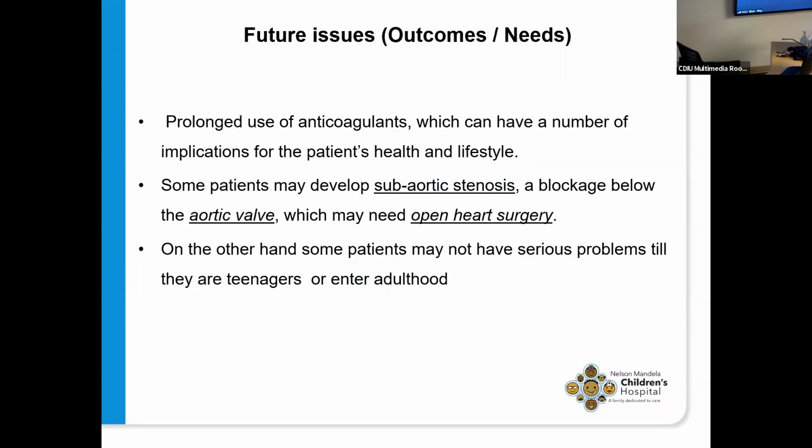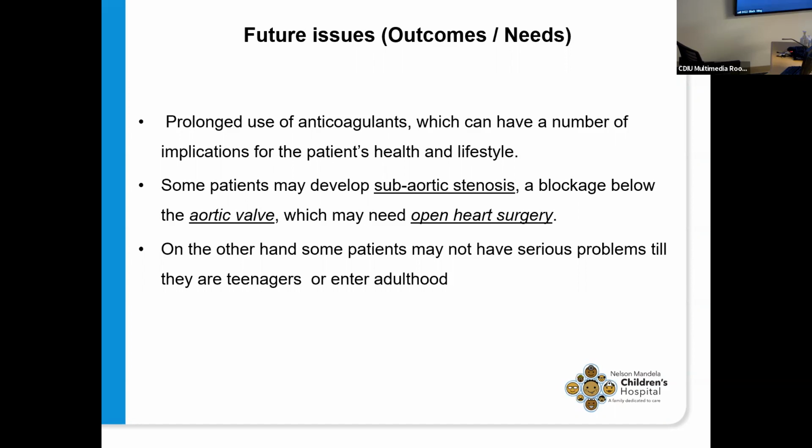And then there also might be prolonged use of anticoagulants so that the valves or the patch that has been placed in shouldn't clog with the blood, and they can have a number of implications for this patient's health and lifestyle. So some patients may also develop subaortic stenosis, which is a blockage below the aortic valve, and then they may need an open heart surgery.